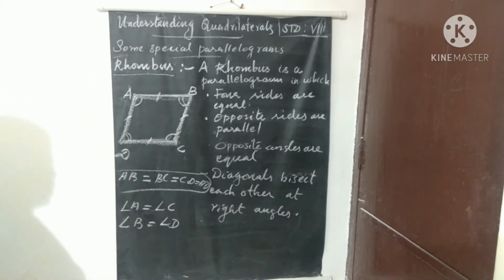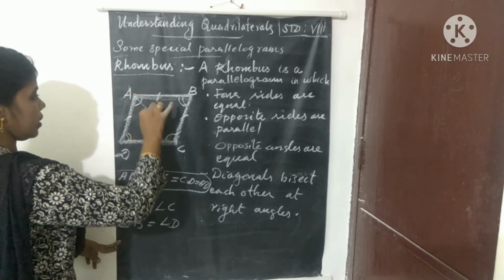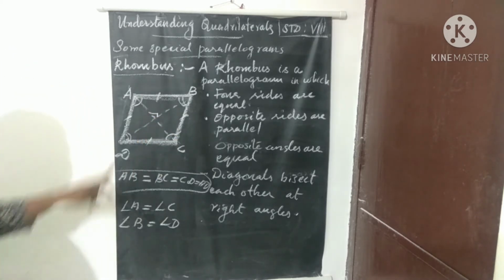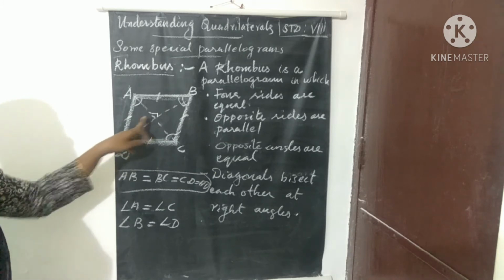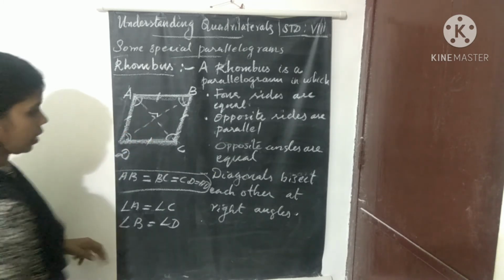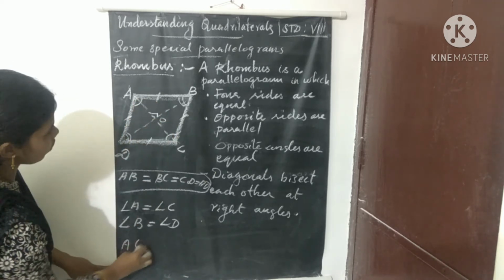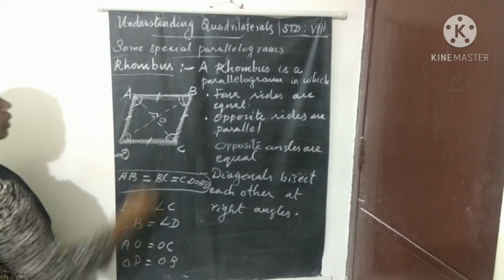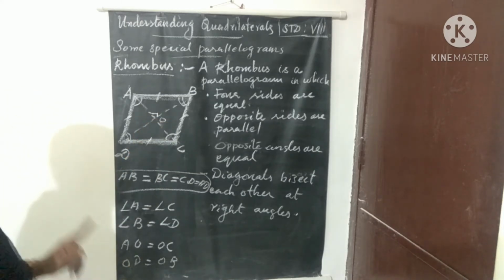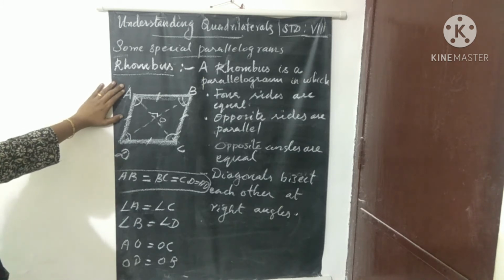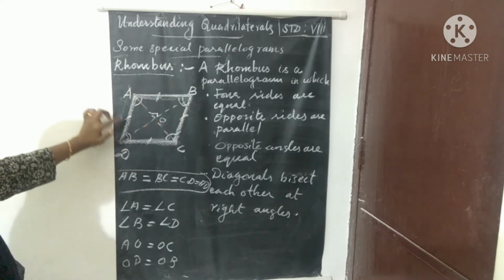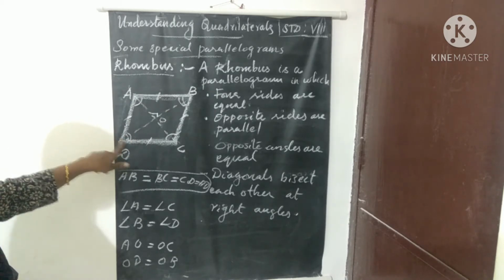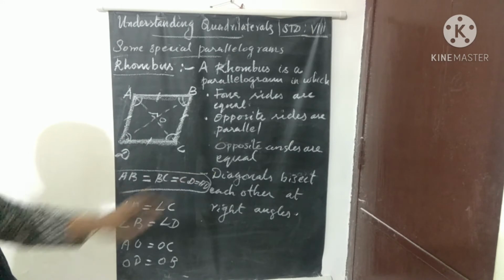Diagonals bisect each other at right angles. Here diagonals bisect each other and also make a 90-degree angle. That means AO equals OC and OD equals OB, and this angle measures 90 degrees. A rhombus is a parallelogram in which four sides are equal in length, opposite sides are parallel, opposite angles are equal, and diagonals bisect each other at right angles.